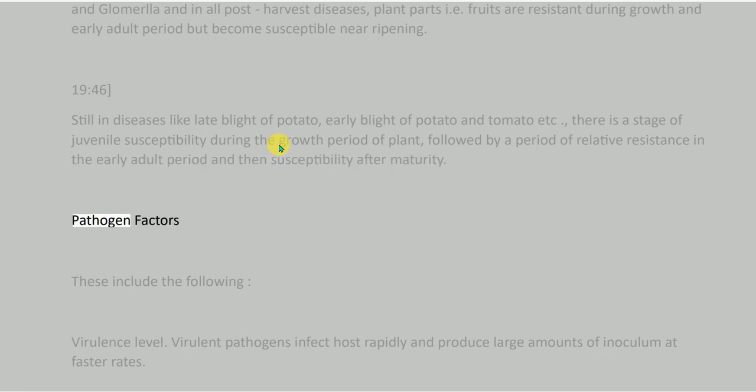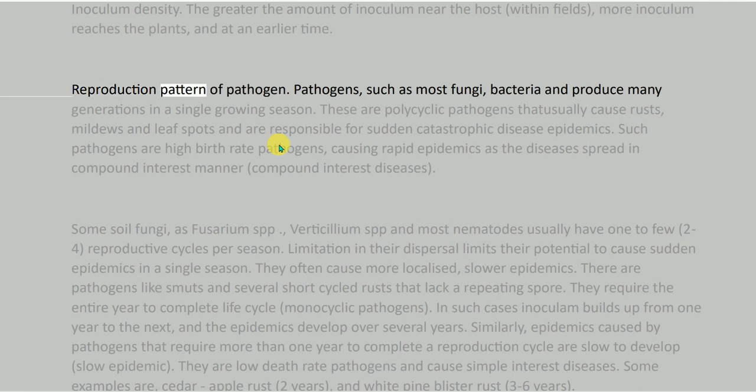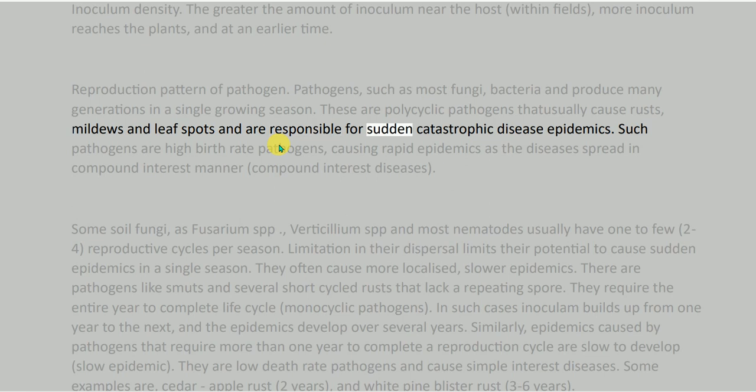Pathogen factors. These include the following. Virulence level. Virulent pathogens infect the host rapidly and produce large amounts of inoculum at faster rates. Inoculum density. The greater the amount of inoculum near the host within fields, the more inoculum reaches the plants, and at an earlier time. Reproduction pattern of pathogen. Pathogens, such as most fungi and bacteria, produce many generations in a single growing season. These are polycyclic pathogens that usually cause rusts, mildews and leaf spots and are responsible for sudden catastrophic disease epidemics.